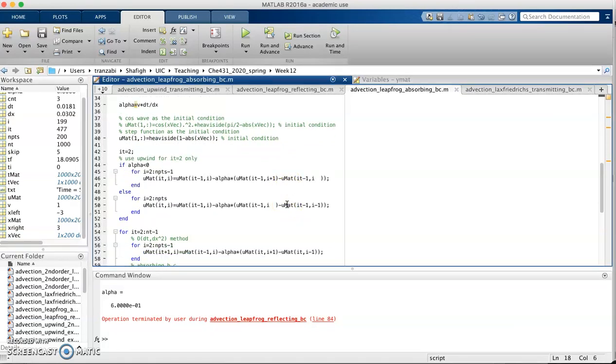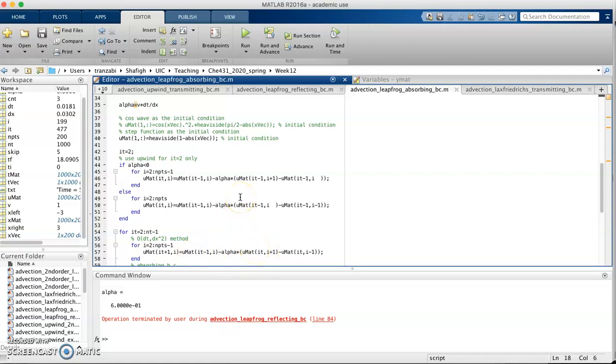Remember for Leapfrog we need to create two initial conditions, one at time, let's say 1, and the second is at time 2, and then we can use 1 and 2 to create the values at t equal 3, because any time tn plus 1 is related to n minus 1 as well as n. So that means we need the values at time n minus 1 and time n. So we need two sets of initial conditions.